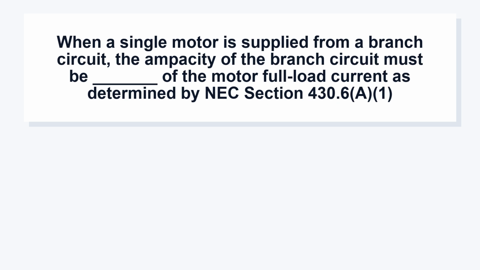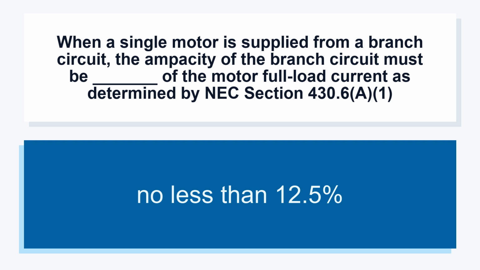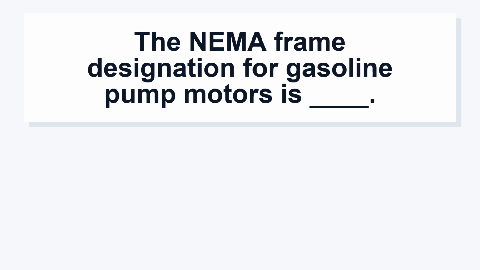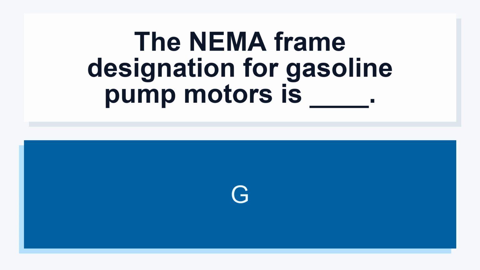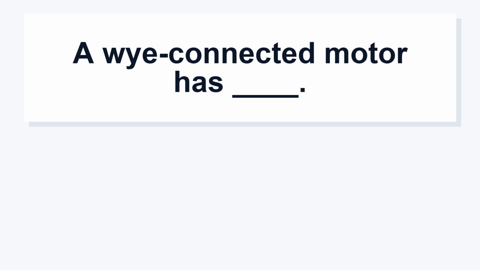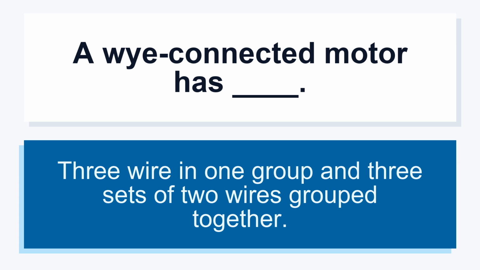When a single motor is supplied from a branch circuit, the ampacity of the branch circuit must be no less than 125% of the motor full load current as determined by NEC section 430.6, A1. The NEMA frame designation for gasoline pump motors is G. A Y-connected motor has 3 wires in one group and 3 sets of 2 wires grouped together.